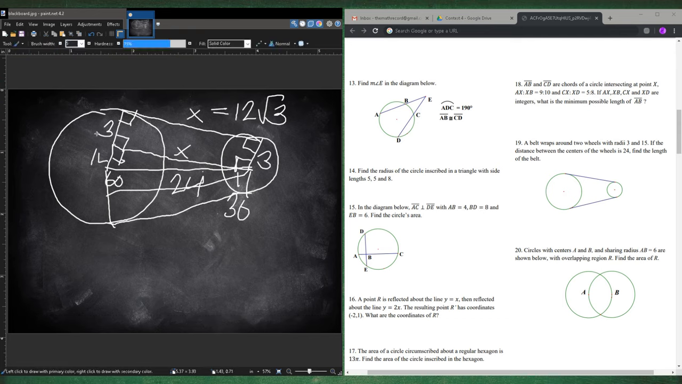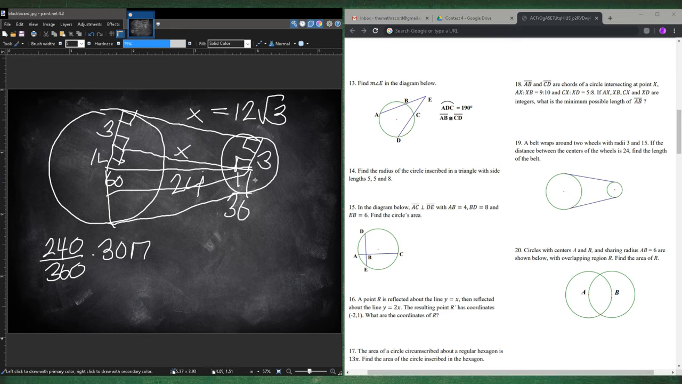So basically, since this is 60 and this is 60, and the entire circle is 360 degrees, it's 360 minus 60 minus 60, which is 240. So the arc here is 240 over 360 times the circumference of this circle. The radius is 15, so the circumference is 30 pi.